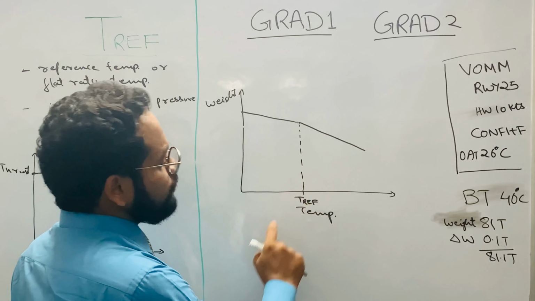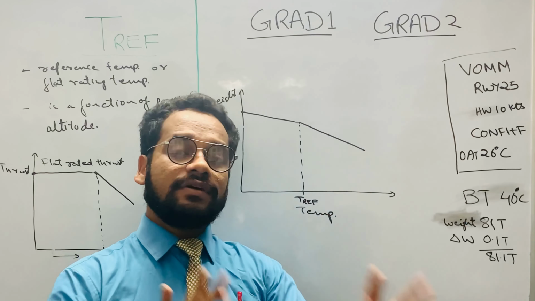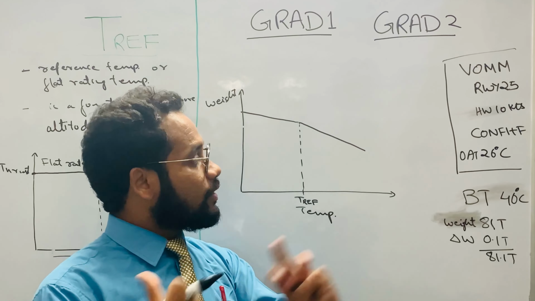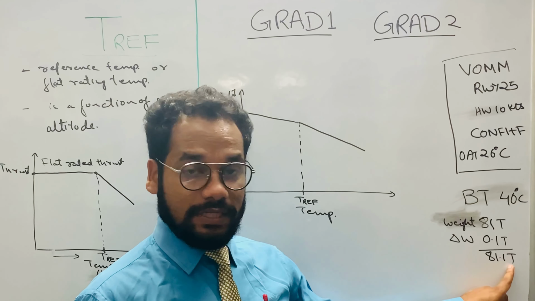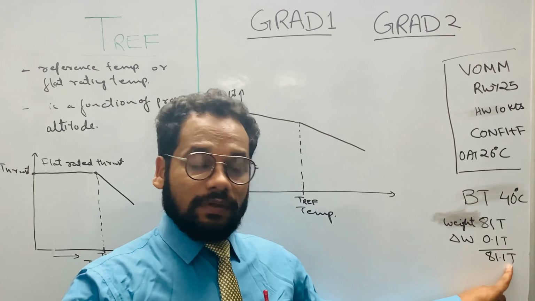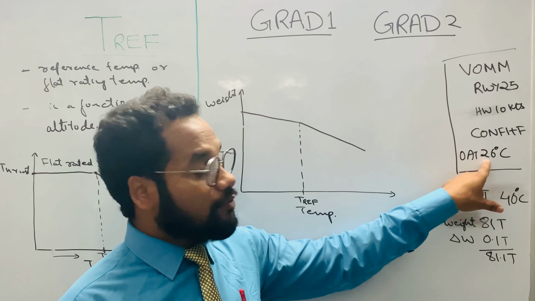Now here, how do you apply the corrections? Whenever you are computing the RTOW or MTOW, first you calculate a particular weight, which you can call the corrected weight, which is 81.1 tons in our example. Is this the final weight for us? No. You have to apply some correction. Why? Because this weight is for 46 degrees Celsius, so you have to calculate the weight for 26 degrees Celsius.